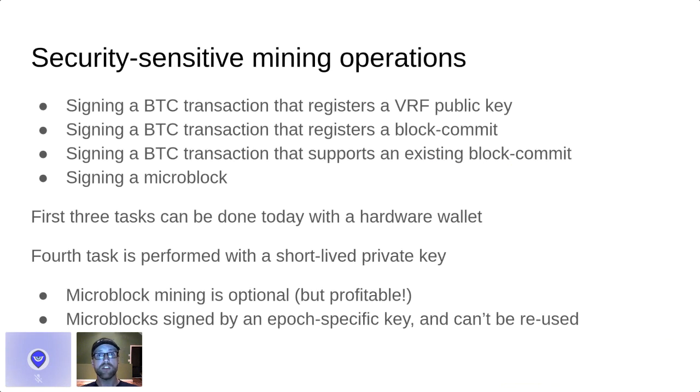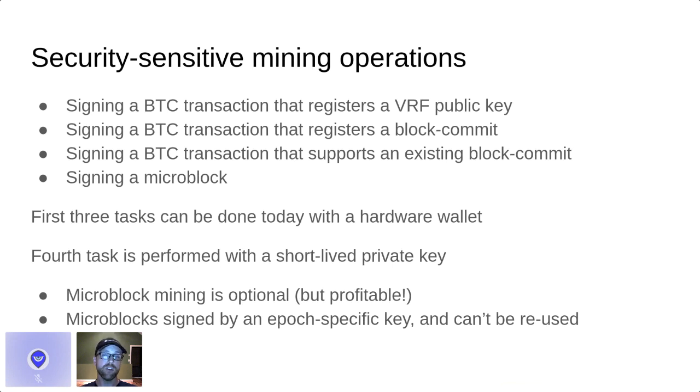So in these 2 mining modes, we've seen 4 security sensitive operations to be aware of. And 3 of them are just signing Bitcoin transactions. Either sending a transaction with a VRF public key, sending a transaction with a block commit with the hash of the block you intend to mine, or sending a transaction with a hash of a block that you are intending to support and try to get selected by the sortition algorithm.